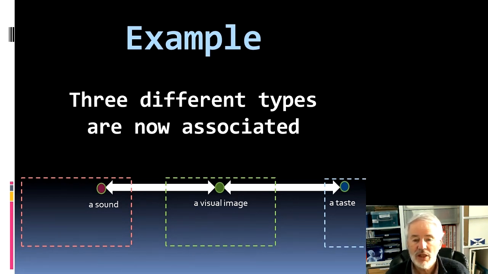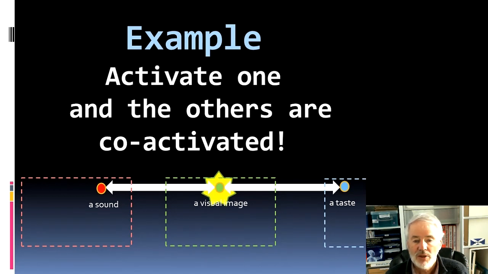And more specifically, we've got three stores represented there. In the stores you find a particular sound representation, a particular visual representation, and a particular taste representation, and these are then linked the one with the other so that they are associated. And the result is, if you activate one of them, then the other two are also activated. This is the equivalent of the brain principle of things that are wired together, fire together.